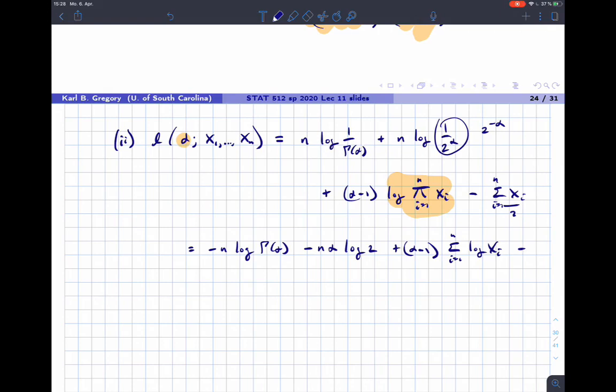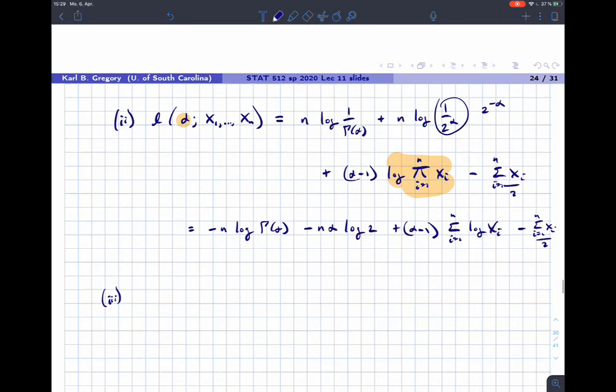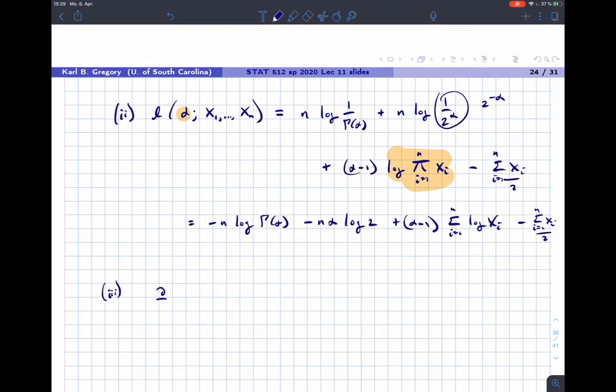And then I've got this other stuff also, i going from 1 to n over 2. There's my log likelihood function. The third step in finding the maximum likelihood estimator is to take the derivative with respect to alpha of the log likelihood and set it equal to 0. So whatever it is, we want to set it equal to 0 and solve for alpha.